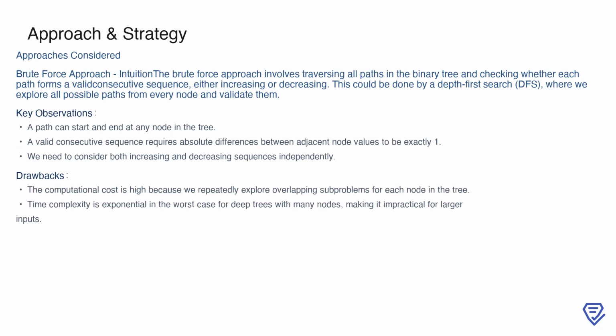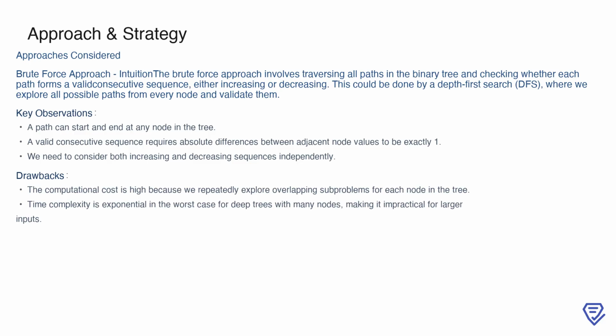When tackling this problem, one straightforward way to approach it is using a brute force method. The intuition behind this approach is to traverse all possible paths within the binary tree and check if each forms a valid consecutive sequence. To implement this, we could use a depth-first search, or DFS, which would allow us to explore every path starting from every node in the tree. A few important things to note here are that a valid consecutive sequence must have absolute differences of exactly 1 between adjacent node values, and we need to handle increasing and decreasing sequences as separate cases.